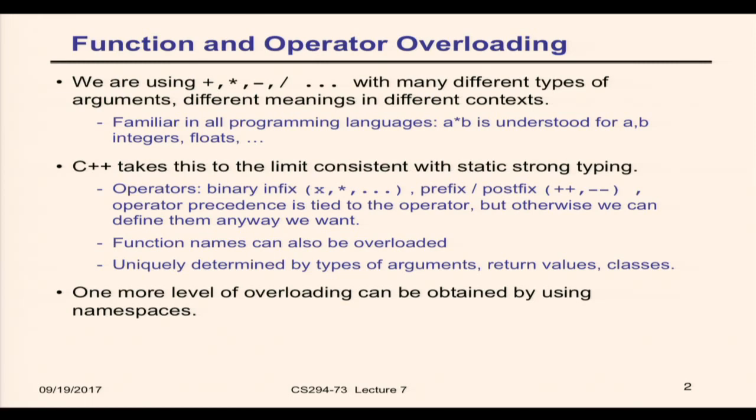Function names can also be overloaded. You've seen examples, and I'll show you a few more to clarify things in a minute. Everything is uniquely determined by types of arguments, return values, and membership as function members in a class. You can also get one more level of overloading by using namespaces. If, for example, we had our own vector and wanted to use both that vector and an STL vector, we could do it by first of all saying don't use the default using namespace std, and then have a prefix std::vector. We're not really using namespaces in this class in that formal a way, because we're not building anything quite large enough for that to be a problem.